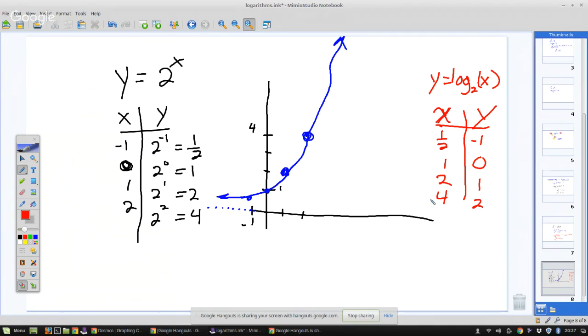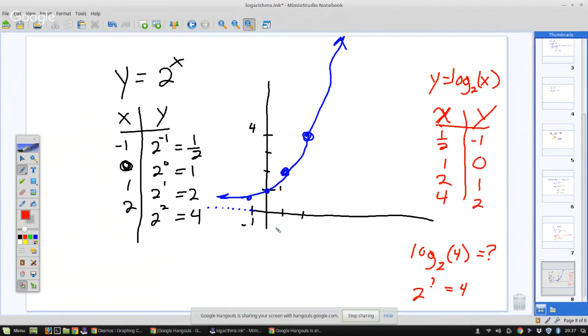Double check one of those statements, like 4, 2, for example, up here. Log base 2 of 4 equals what? Sometimes we can answer these just by thinking about it. That means 2 to what power is equal to 4? Well, 2 to the second power is equal to 4. Okay, that's where that comes from.